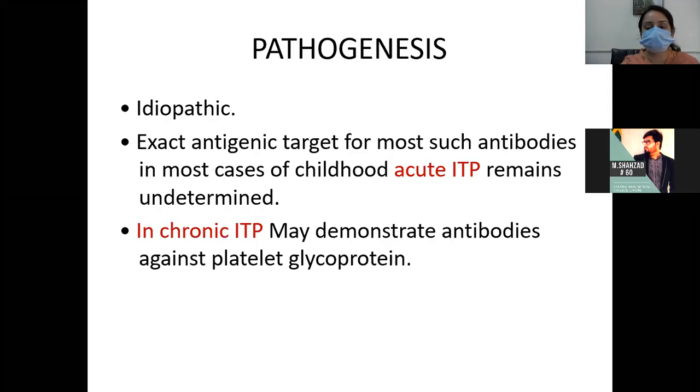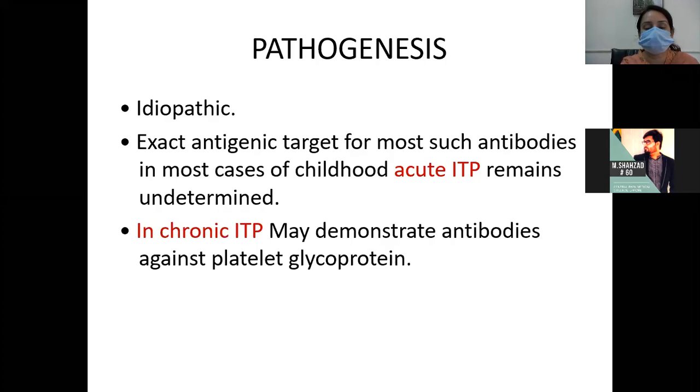And the next is pathogenesis. Pathogenesis is, so the number one thing is, it can be idiopathic. Secondly, the exact antigenic target for most such antibodies in most cases of acute ITP, in most cases of childhood acute ITP, remains undetermined.